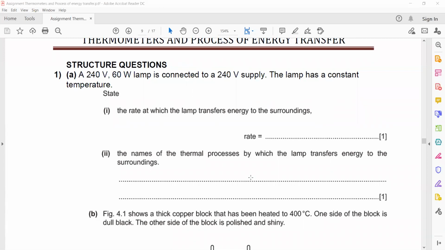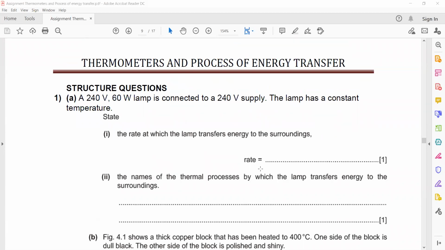Okay, first we'll do questions related to the thermometer as we discussed last week. And at the last, I will explain a thermocouple.